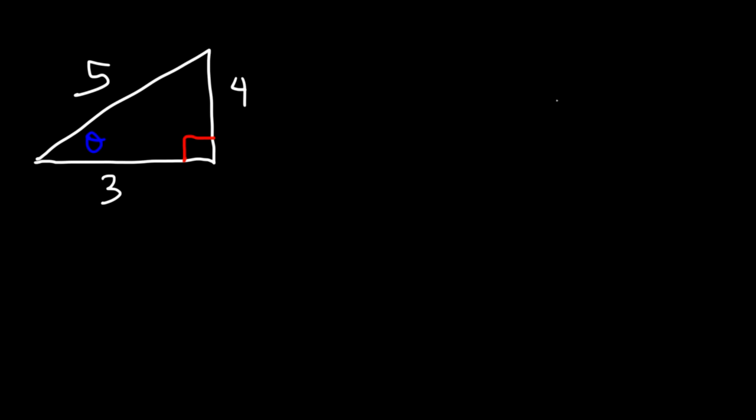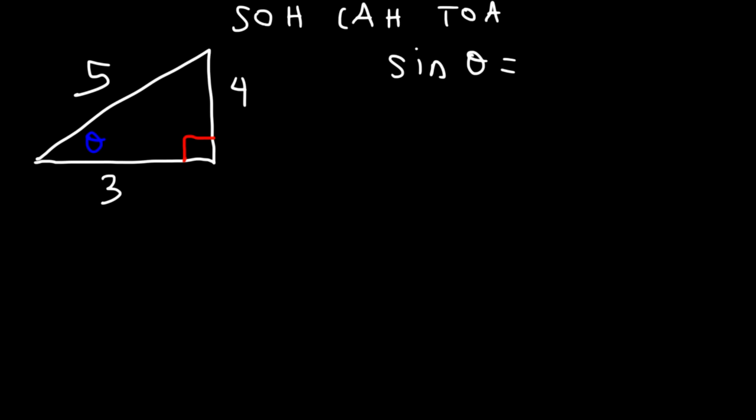So now let's finish this problem. What is the value of sine theta? According to SOHCAHTOA, we know that sine theta is equal to the opposite side divided by the hypotenuse, in the part SOH. Opposite to theta is 4 and the hypotenuse is 5. So therefore sine theta is going to be 4 divided by 5.